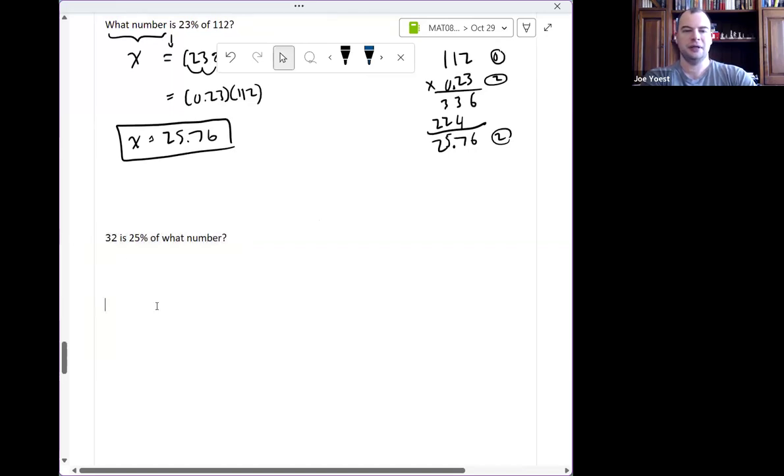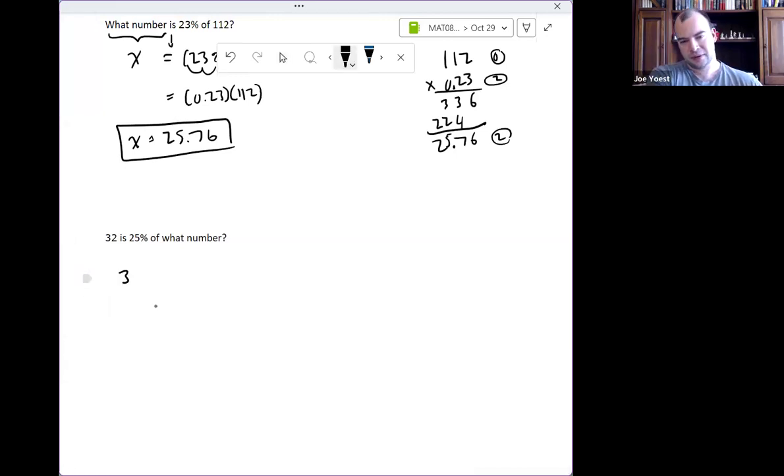Okay, what about this one? 32 is 25% of what number? 32 equals 25% times x, or I have that 32 equals 0.25x. And I see I have number times x equals number. I need to divide by the coefficient of x. So divide both sides by 0.25. I'll also switch sides here. x equals 32 over 0.25.